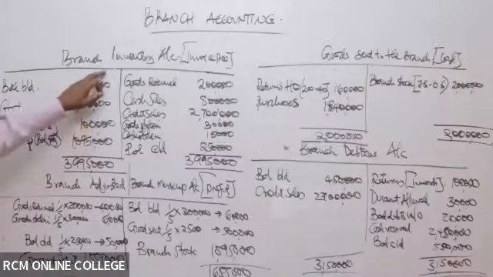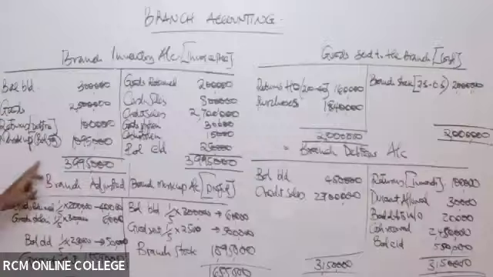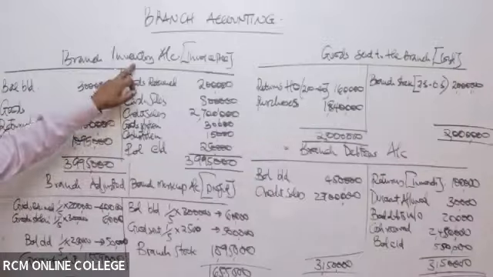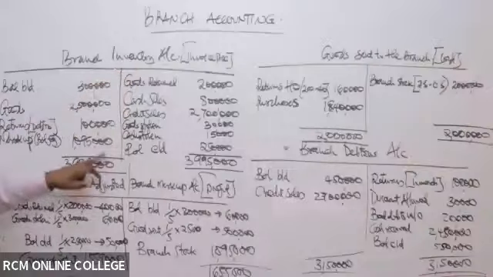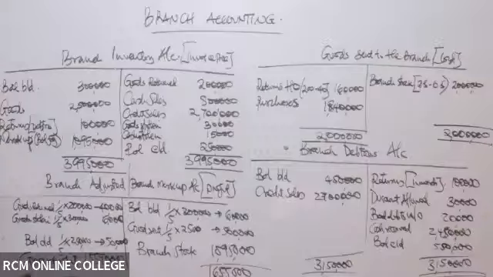But remember, here we have to carry the markup on the inventory, which is the balancing figure in the branch inventory account. So you have to balance the branch inventory account first of all. Then you take the balancing figure, which is the markup on the inventory, and transfer it to the branch markup account here. Then you balance. When you balance it, it should give you the gross profit, which is 1559,000.